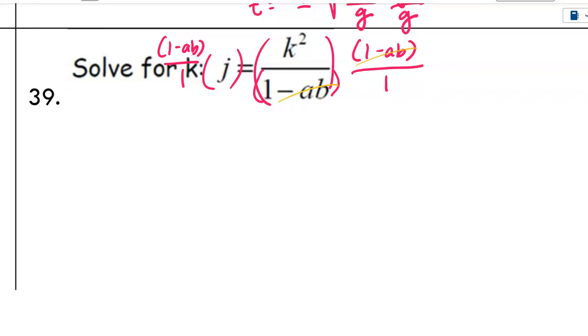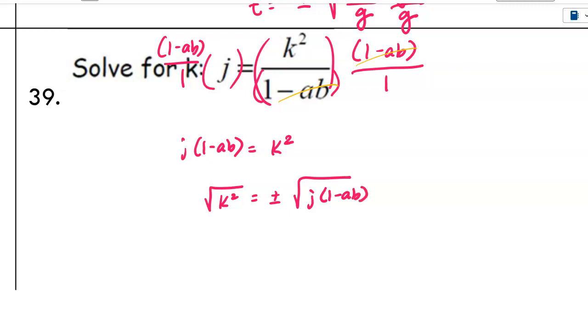That was an expression. This is an equation. So j times 1 minus ab. And we're not multiplying by 1. When you did the conjugate, we multiplied by a 1. For expressions, we have to multiply by 1. For equations, whatever you do to one side, you have to do to the other side. Okay, and you get k squared. And then you just square root the k squared, plus or minus the square root of j times 1 minus ab.